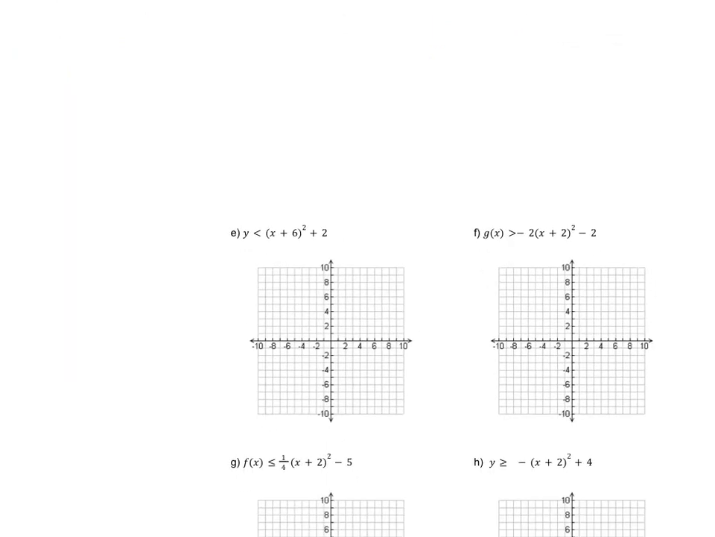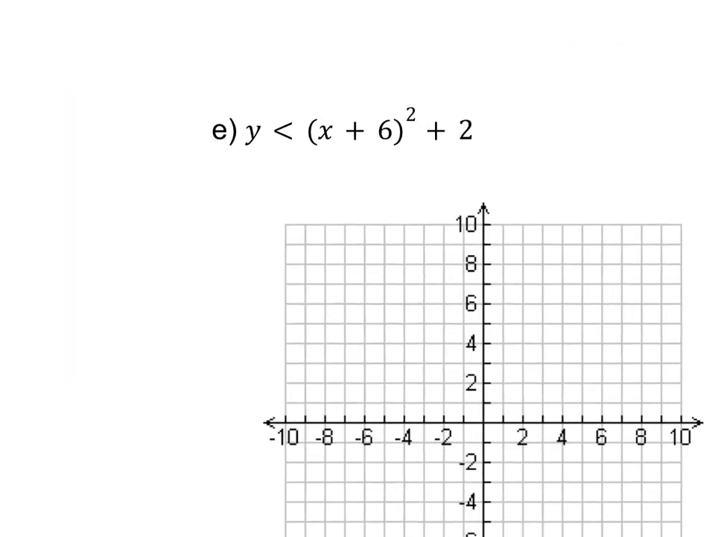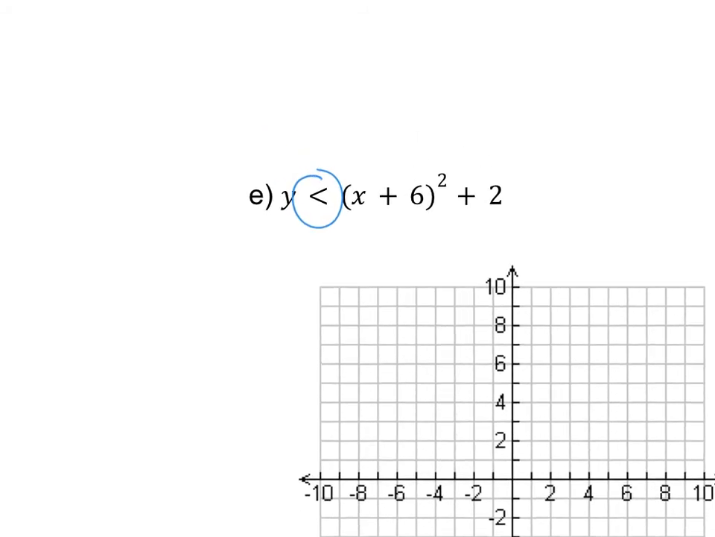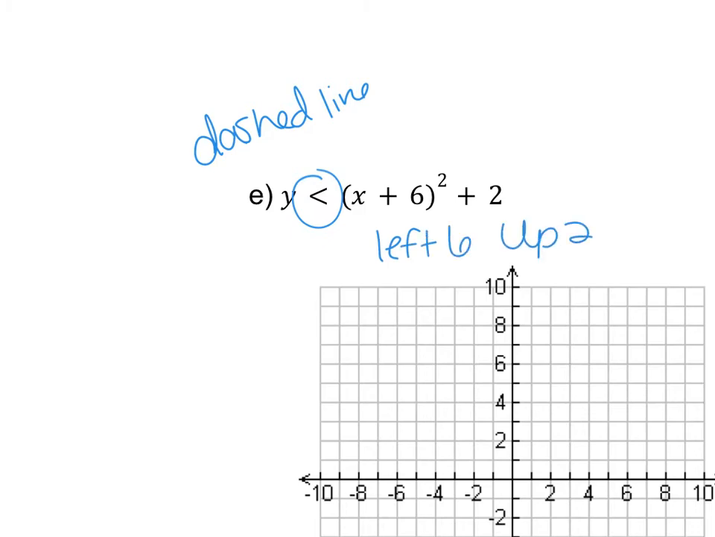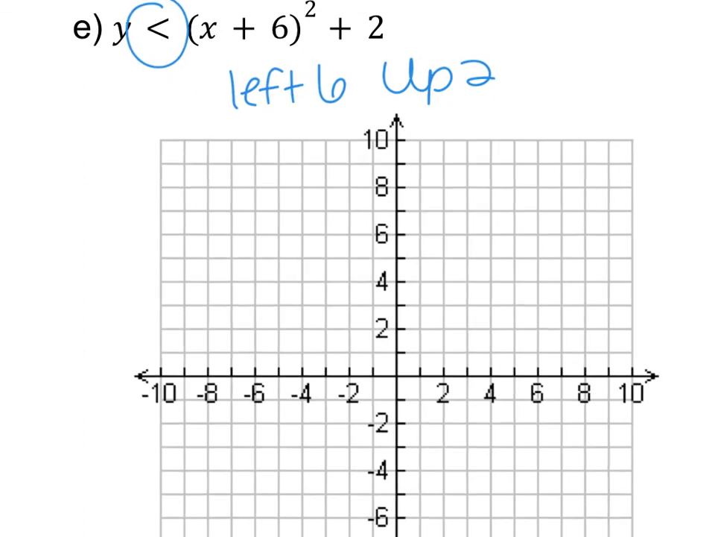Okay, so now this is a little bit different. What do you notice? There is an inequality. So remember, this is less than, so that's going to be a dashed line. And we're going to have to shade, so don't forget the shading. Before we worry about all that, let's just worry about where our points need to be. It looks like this graph is being shifted left 6 and up 2. So let's do that. Left 6, up 2.